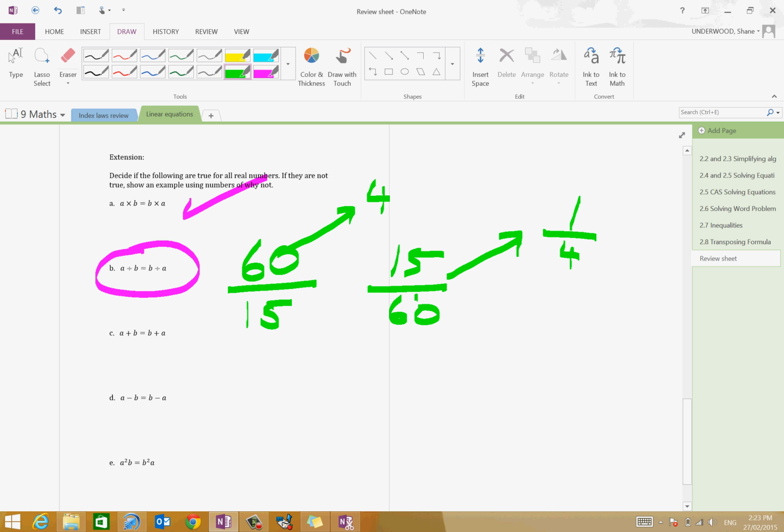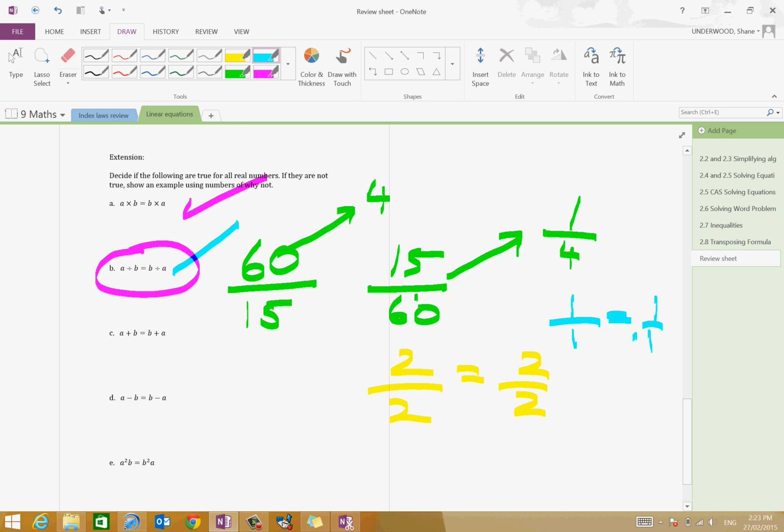So that's an example. Can anyone give me an example of a case where B divided by A does equal A divided by B? There is one case. Yep, if the numbers are the same, thank you very much. 2 divided by 2 is equal to 2 divided by 2. That's correct, isn't it? Or we could say that 1 divided by 1 is equal to 1 divided by 1. Are we okay with that? Good. All right, so there is one example.